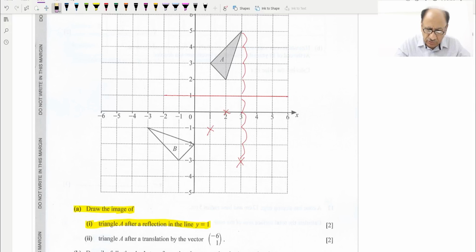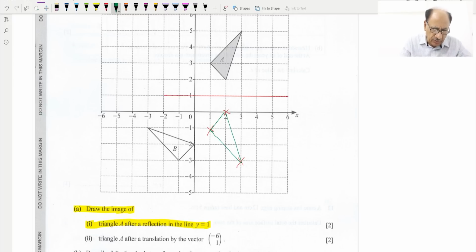Now we just need to draw the lines for this triangle, so this one, and this will be the reflected triangle. Hopefully you understood, this is very simple.